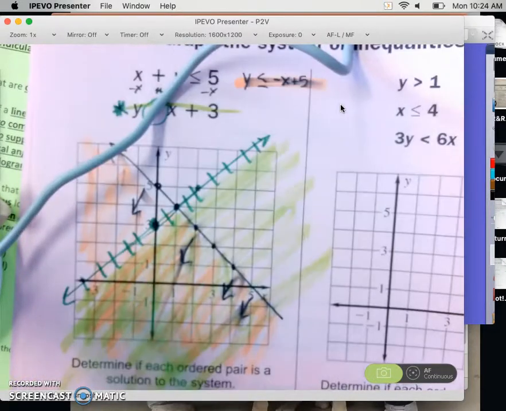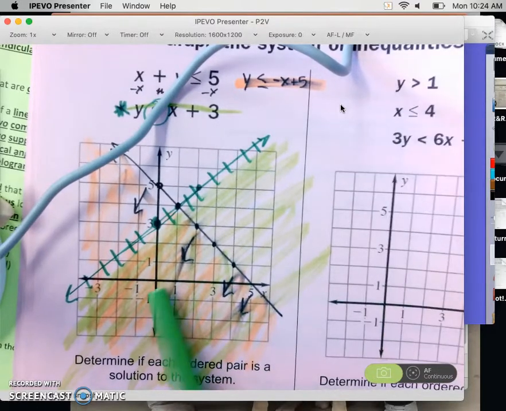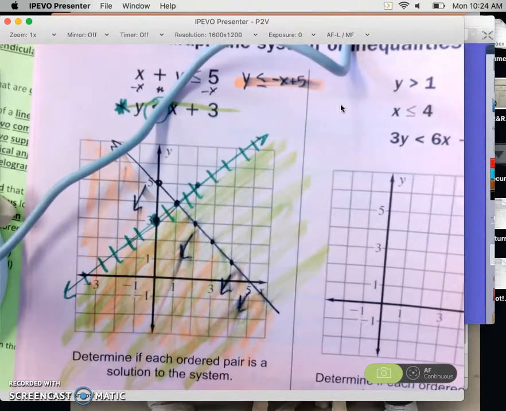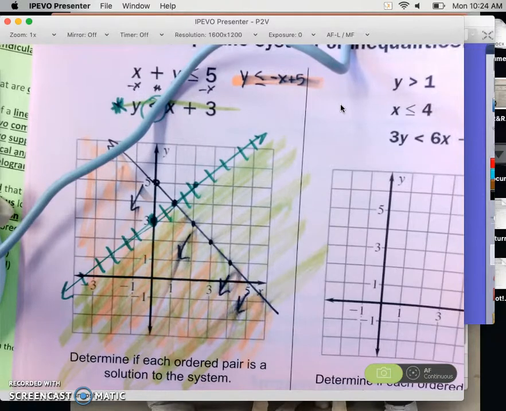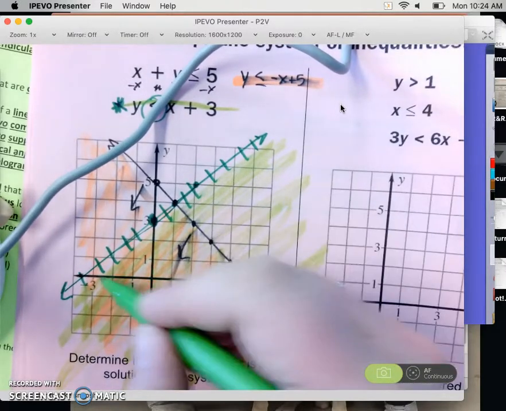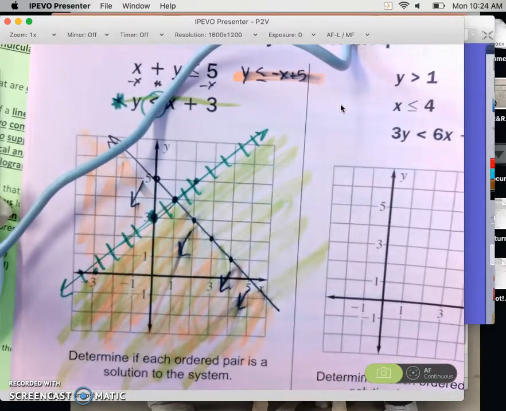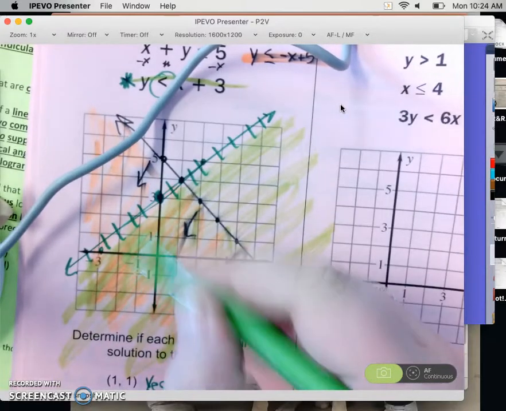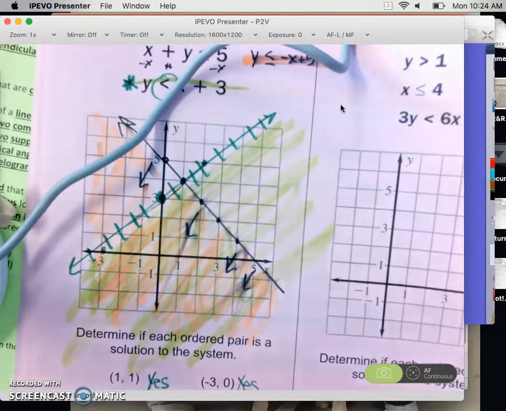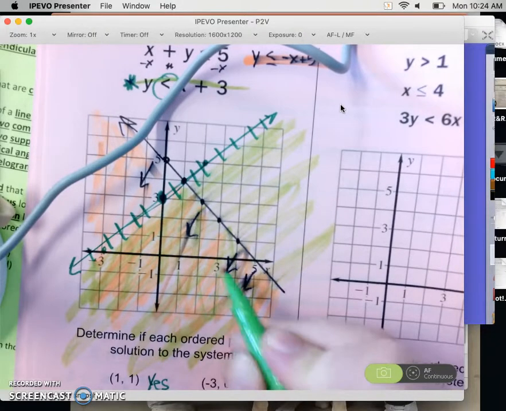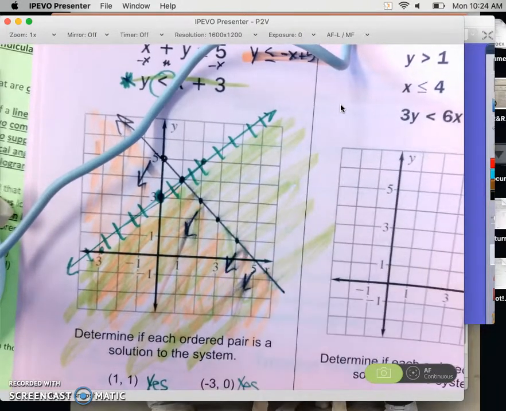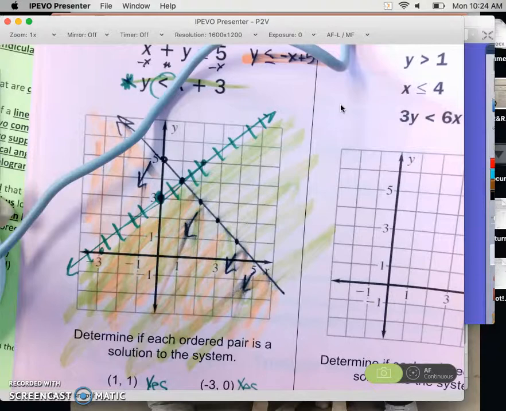Determine if these are solutions. Well, if they're in this part, it is. So 1, 1 would be yes. -3, 0, that point right there, yes. -2, 5 would be no. 3, 2, 3 up to 2 would be yes. 1, 4.